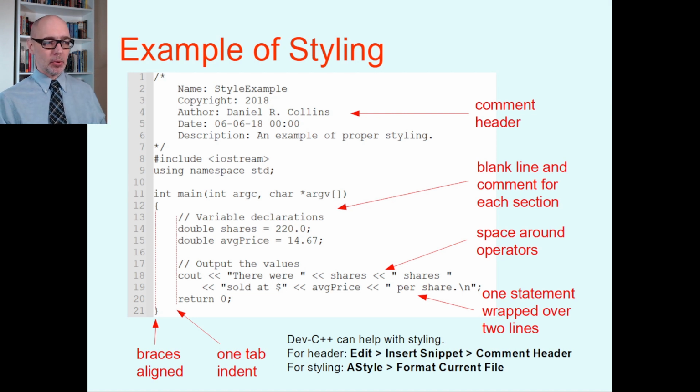If you're having trouble with things like where are the braces and how many indents do I need, DevC++ has a subsystem called the Artistic Styler, or A-Style for short. And you can click on A-Style, format current file, and it's going to try to fix up your braces and your indentation and things like that for you. I'm not going to say that it's perfect, but if you're having a lot of trouble, feel free to use that. Pay attention to what it's doing, and you really ought to be in the habit of just doing that on your own whenever you write your code.